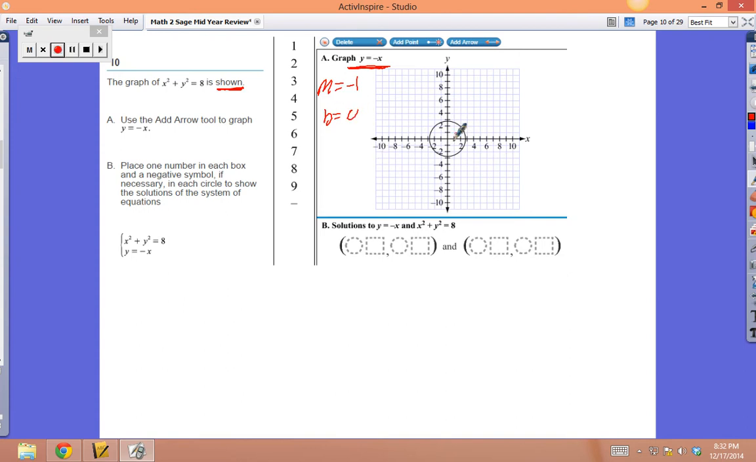So 0 is your first dot. Then you're going to go down 1, right 1, down 1, right 1, down 1, right 1, down 1, right 1, up 1, left 1, up 1, left 1, up 1, left 1, and you're going to have a line that goes through all these dots.